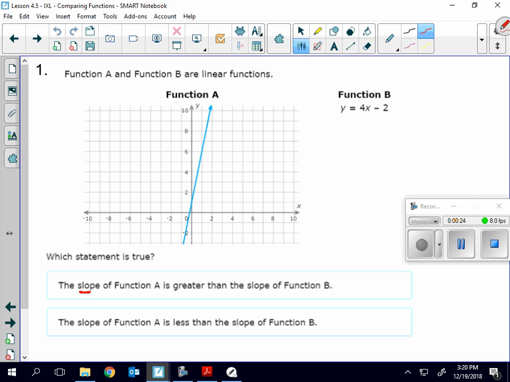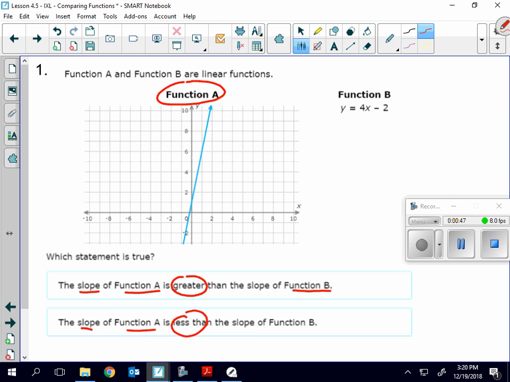We're talking about the slope, and then we're comparing function A to function B. So here we're comparing the function. Is the slope of function A greater than B, or is the slope of function A less than B? So all we're looking at is slope from two different representations. So function A is a graph.